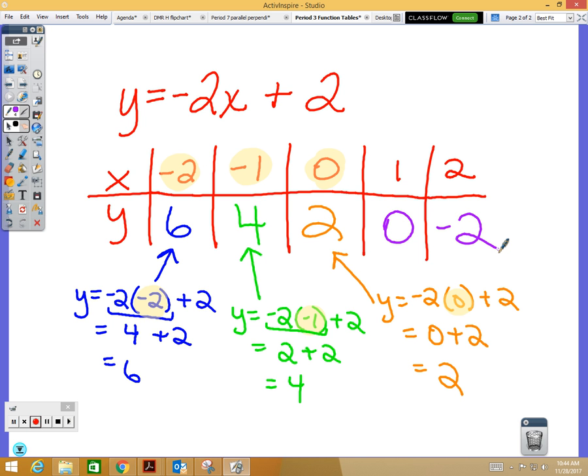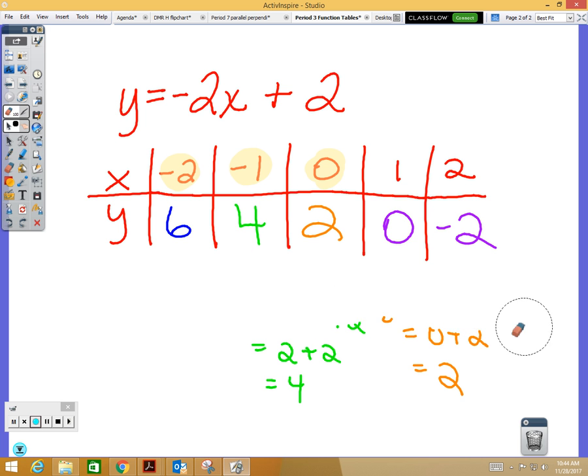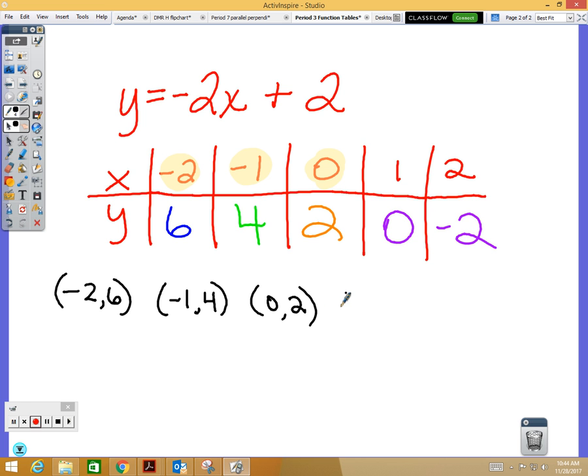So again, we're not going to graph in your notes, but what you would do then is, I'm going to get rid of this work down here, okay, so I have some space. What we have now is 5 ordered pairs. Our first ordered pair is negative 2, 6, our x and y value. Then our second ordered pair is negative 1, 4, then 0, 2, then 1, 0, and 2, negative 2.